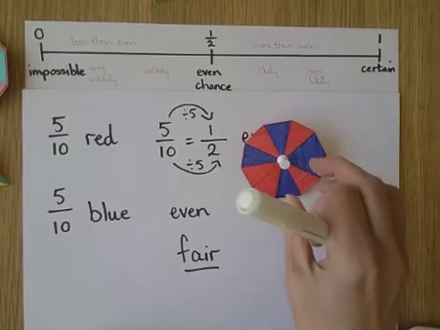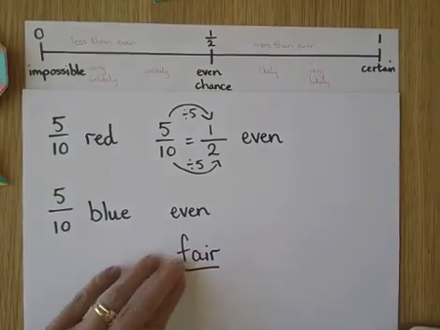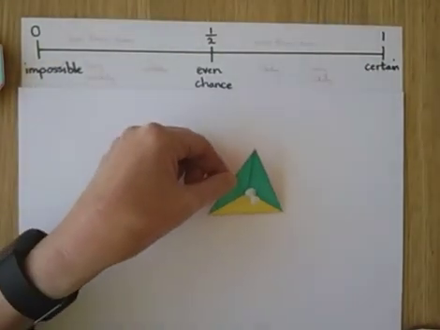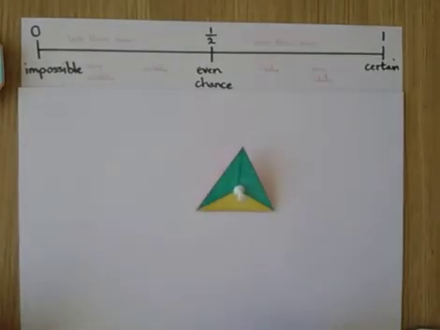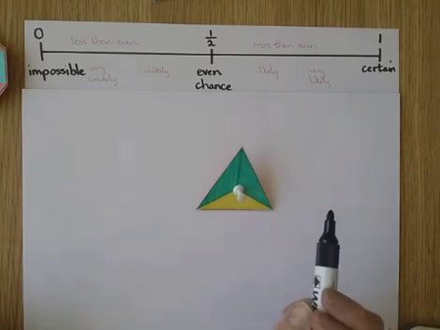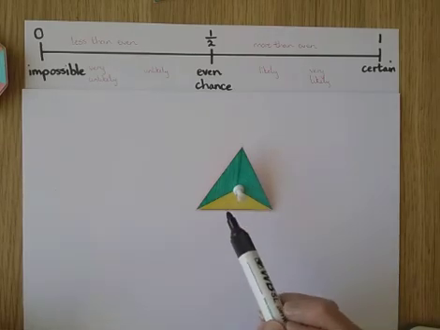Not all spinners are fair. Let's take a different spinner. So this time, let's go to this spinner. Take a look. What do you see? Well, in this triangular spinner, I can see that I've got 2 colours, but I've got 3 sections.